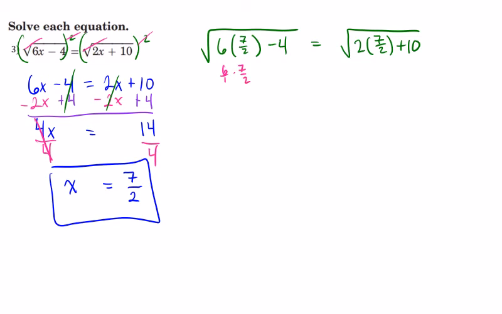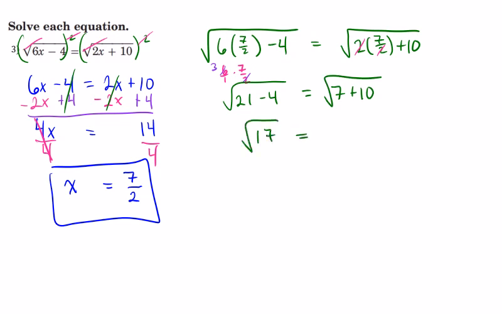And so 6 over 2 can reduce to 3 over 1, right? So it's just 3 times 7, which is 21. So 21 minus 4. Square root of that, does that equal the same thing on this side? These 2's cancel out, right? So we just get 7 plus 10. All right, so 21 minus 4 is 17. Does the square root of 17 equal the square root of 7 plus 10, which is 17? So that works, right?